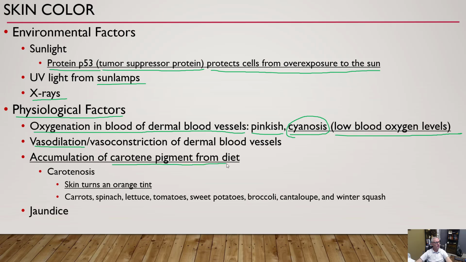Accumulation of carotene pigment from diet. So think of orange fruits and vegetables. I put all of these down there, or not all of them, but some of them. Your skin can actually turn an orangish tint, and it's usually vitamin A. So carrots and spinach, lettuce, tomatoes, sweet potatoes, broccoli, all this stuff contains vitamin A.